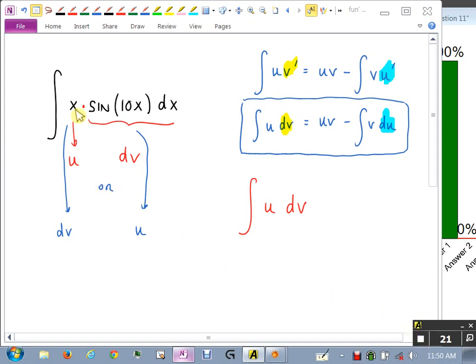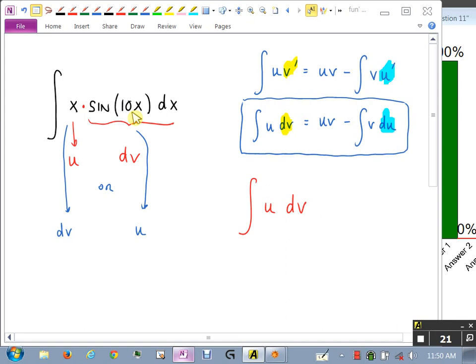So let's start with the first one. If that's your u, what's the derivative of it going to be over in the new integral? 1 is nice, isn't it? And then my dv is sine 10x. The question is, can you find the antiderivative of sine of 10x? I hope so. You're going to have a basic substitution, or if you've gotten to the point where you can just do it mentally, but everyone here should be able to take the antiderivative of sine of 10x. So that looks like a pretty good candidate.